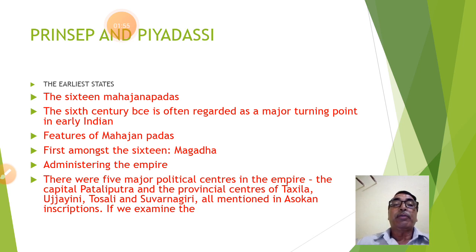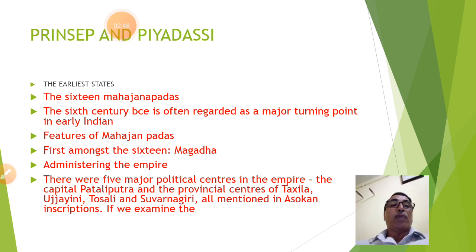If we talk about the early states, there were 16 Mahajanapadas. These 16 Mahajanapadas were known for their prosperity, and the 6th century BCE is regarded as a major turning point in early Indian history. It is an era associated with early states, cities, the growing use of iron, the development of coinage, and also witnessed the growth of diverse systems of thought. That is why the 6th century BCE is often regarded as the major turning point.